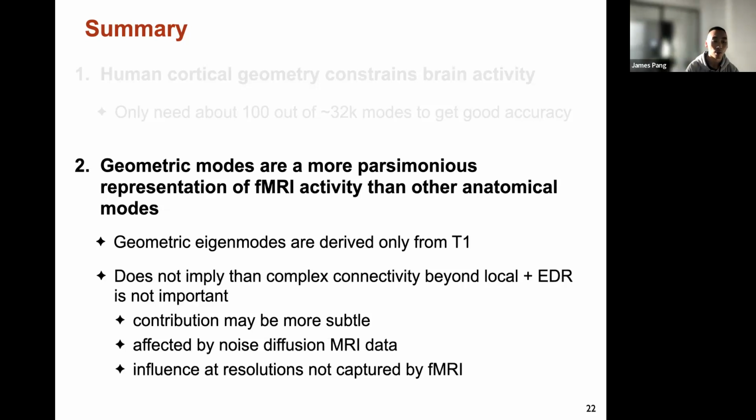However, I want to emphasize that this does not imply that complex connectivity beyond local and exponentially decaying connectivity is not important. The only thing this says is that the contribution of this complex connectivity could be more subtle. We all know that diffusion MRI is highly noisy, so this could have affected our investigation, and probably the influence of complex connectivity would be more observable at resolutions not captured by fMRI, which is the focus of our study.